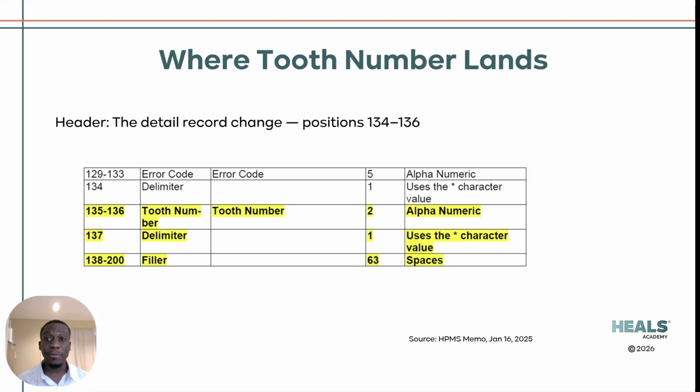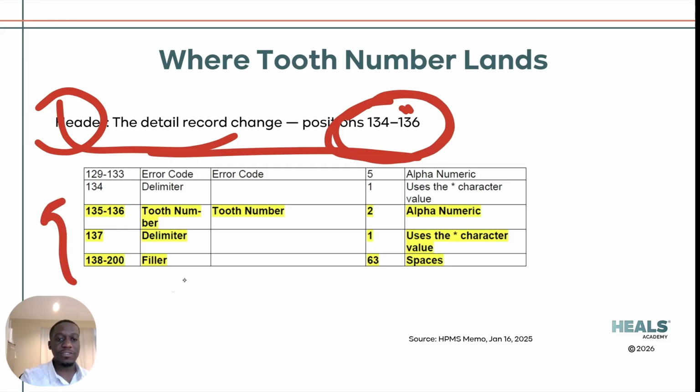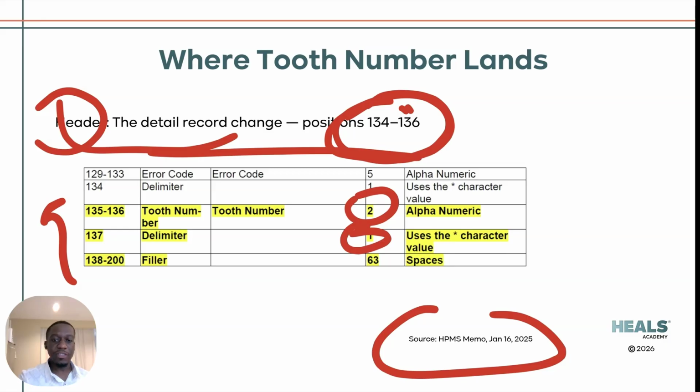And where the tooth number lands on the report is in the detail record, positions 134 to 136. Between them, at 135, you will see the tooth number per the CMS HPMS memo. The tooth number is two digits, and then you see the delimiters and the spaces. The MAO-001 report is adapted to fit dental, and that is where you see the difference.